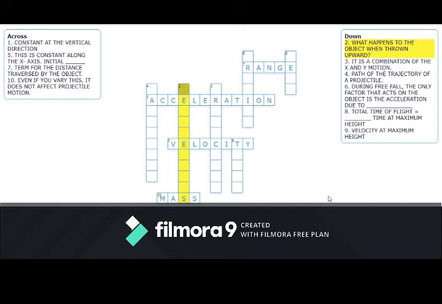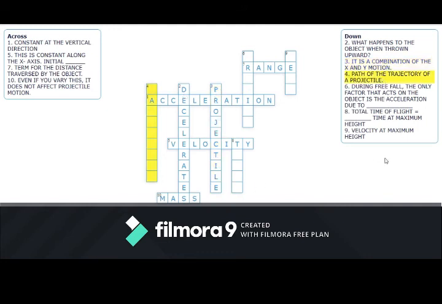Take note, when an object goes up, it slows down. So what is that term? Yes, you guessed it right again. So the object decelerates. Okay, so that is the answer. Next, number 3. It is a combination of the x and y motion. So what do you think is the answer? Yes, you guessed it right. It is what we call projectile motion.